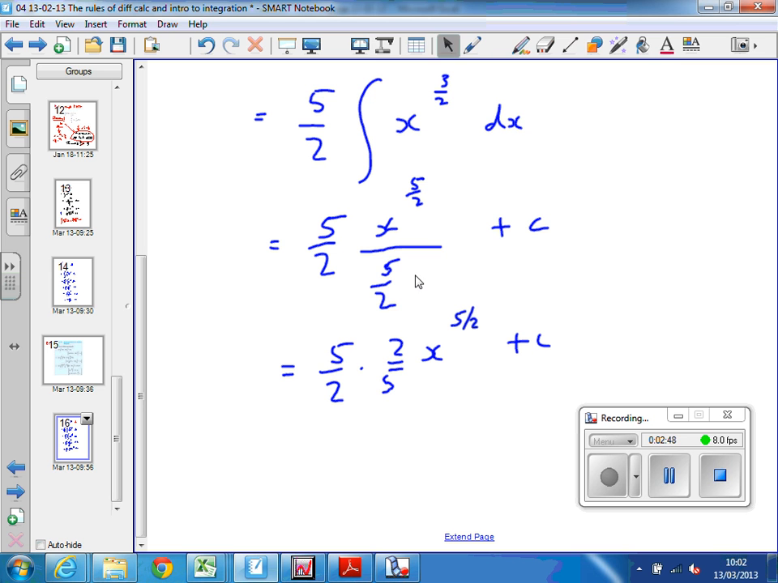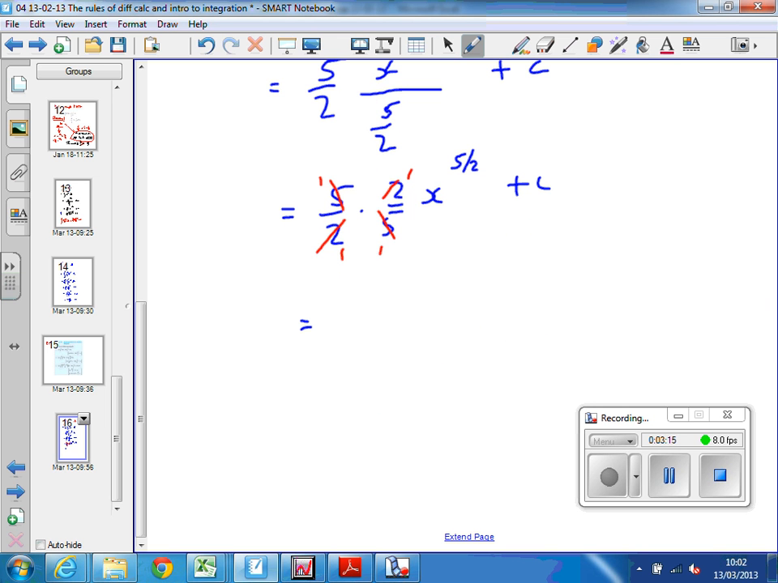So I've taken that 5/2, which was underneath, and inverted it. So the 2 comes up to the top and the 5 goes underneath. They are awkward when you first start to use them, I accept that. Now we can see that actually the 5's cancel and the 2's cancel, leaving 1's. So the whole thing just becomes x to the 5/2 plus c, which I can rewrite as the square root of x to the 5 plus c.